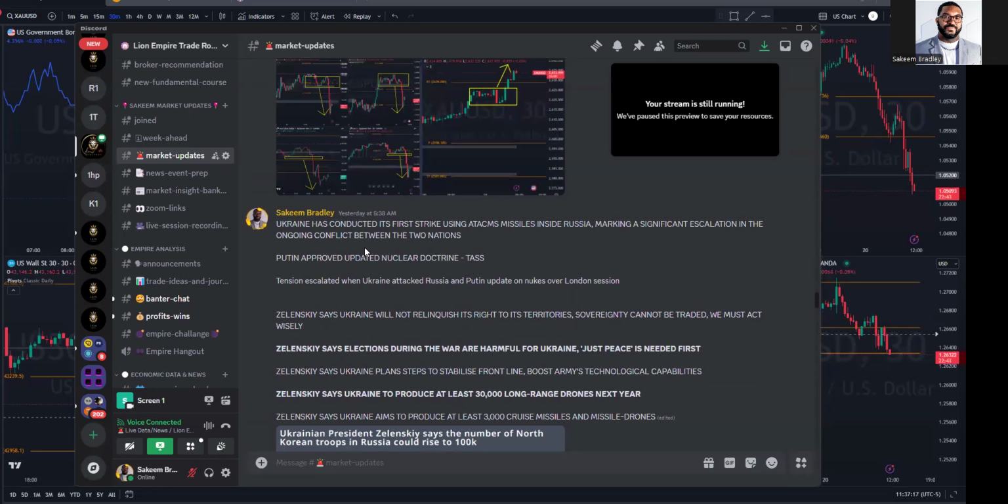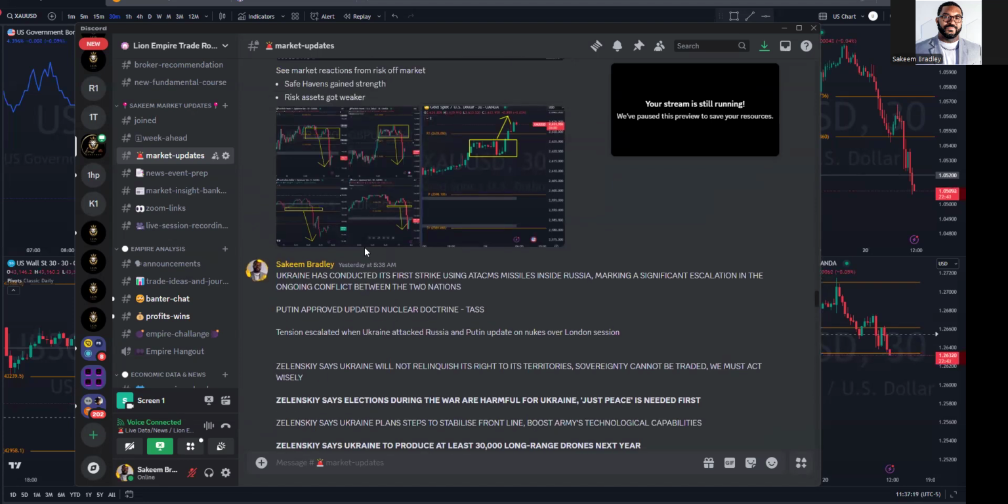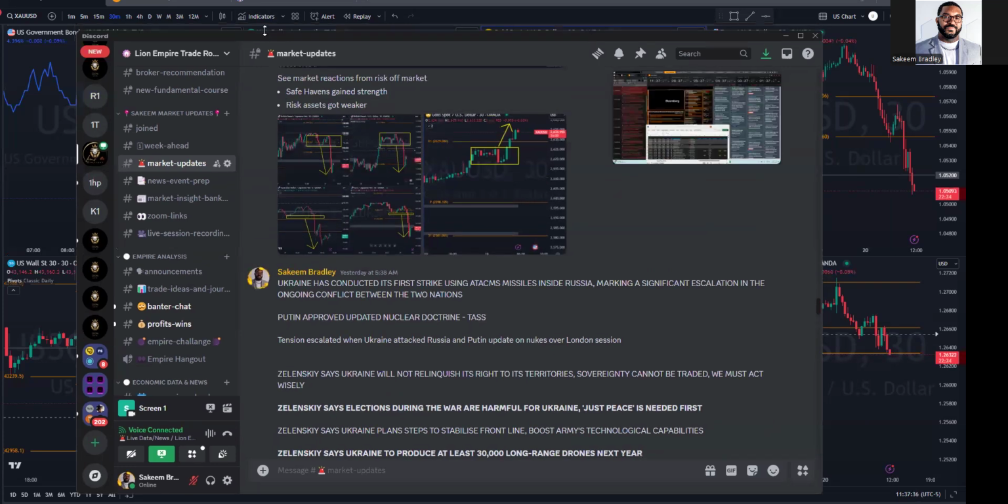So the problem is that when this headline came out, it happened over London session, right? One thing we have to know when it comes to these type of conflicts is that we're not going to know the exact time. We're not going to know when it's going to happen.